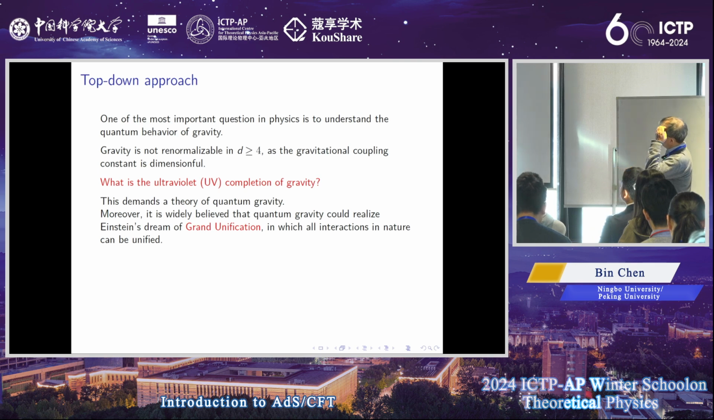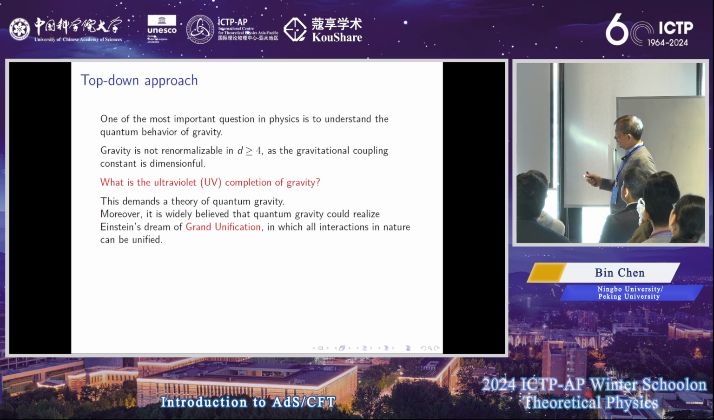working on since the 60s of the last century. So it has been a very long history. Moreover, if you believe Einstein's dream, this grand unification in which all the interactions and the elementary particles can be unified in one framework, then you will say that quantum gravity should realize Einstein's dream of unification.